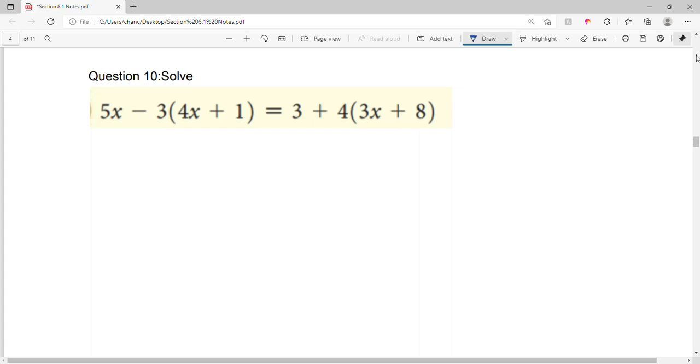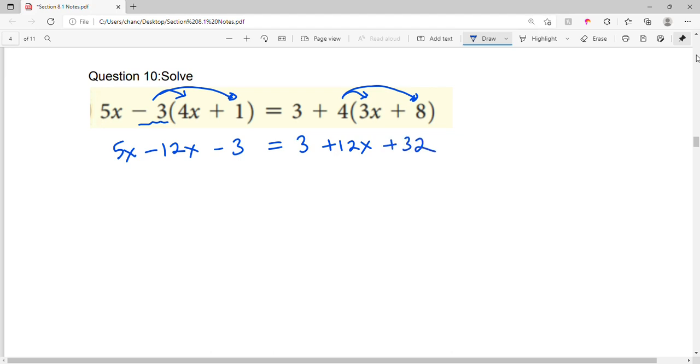Let's try it together. I am going to start by distributing the negative 3. Don't forget, we're going to use the negative 3, don't use positive 3. Here we have a 4, so we'll distribute a positive 4. 5x gets brought down. Negative 3 times 4x is negative 12x. Negative 3 times a positive 1 is negative 3. Bring down our equal sign. Drop down the 3. And then we distribute 4 times 3x, which is 12x, and 4 times 8, that's a positive 32.